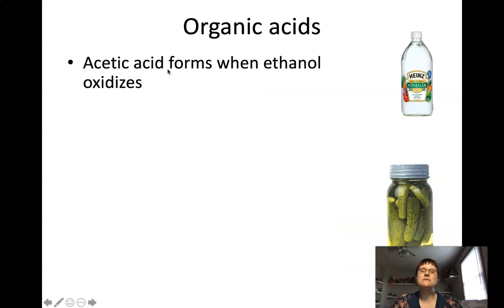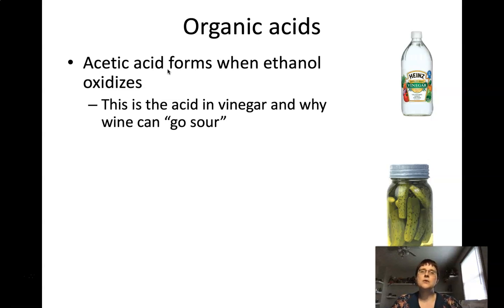Organic acid is going to form when ethanol oxidizes. So when ethanol is going to react with oxygen, you get acetic acid. And you might go, okay, so what does that do? Well, this is what creates the acid in vinegar. So vinegar is acetic acid. In fact, if you look at the label on vinegar, it will tell you what the percentage of acetic acid is. And the higher the amount of acetic acid, the more sour that vinegar is going to taste.